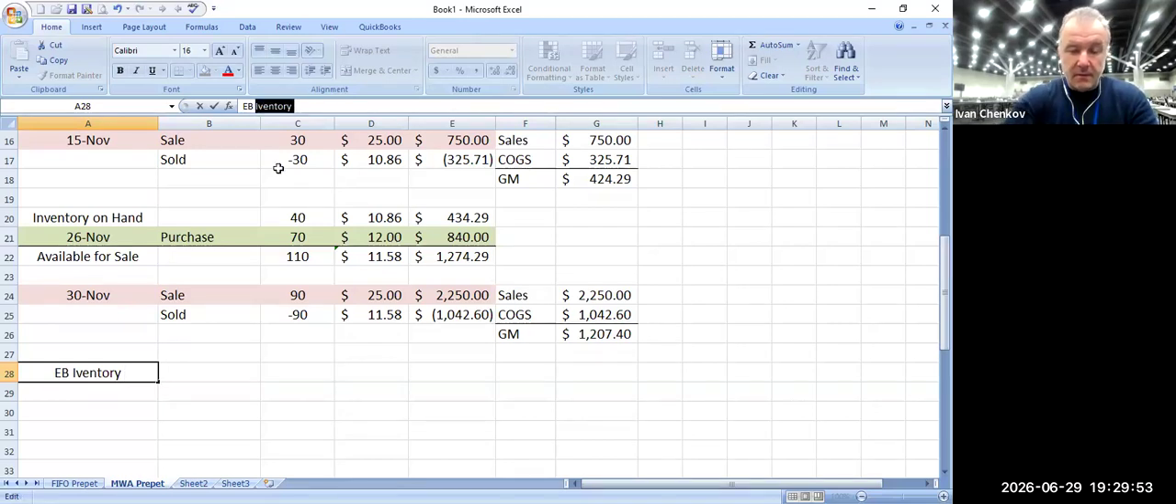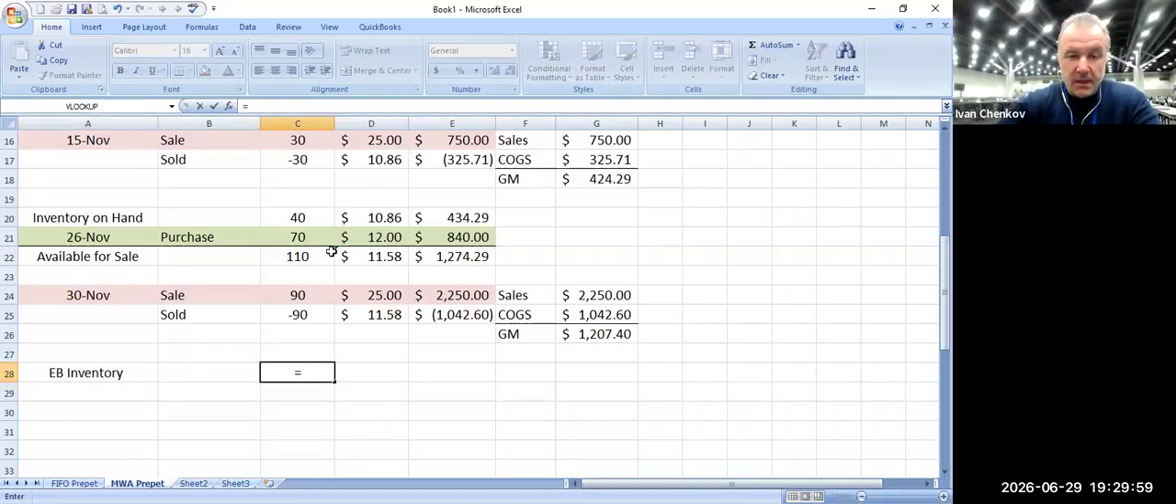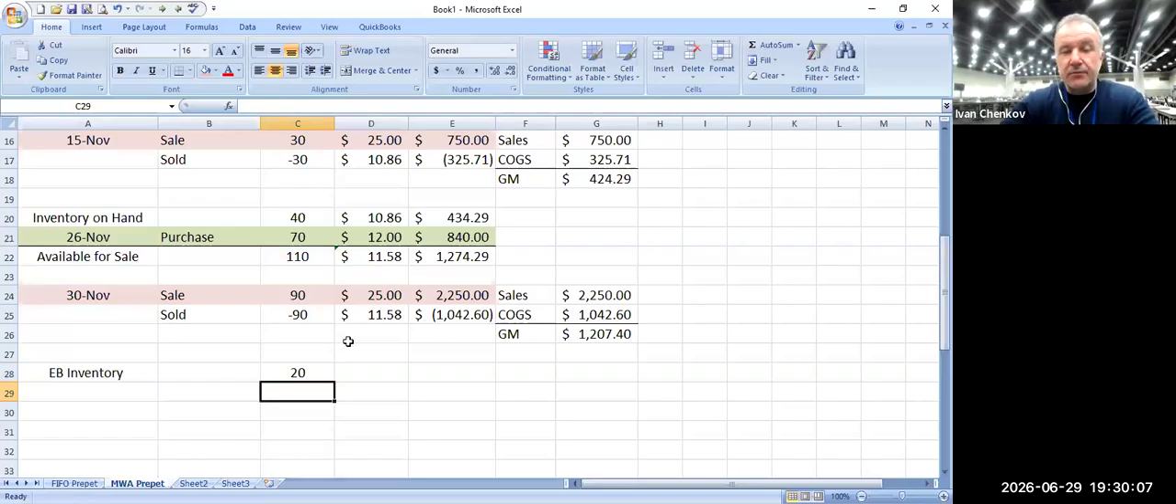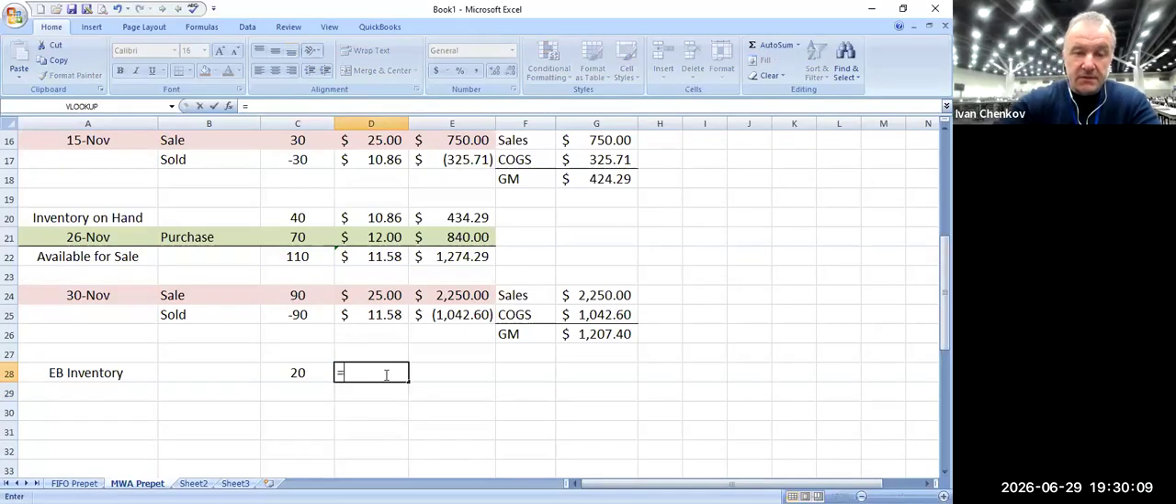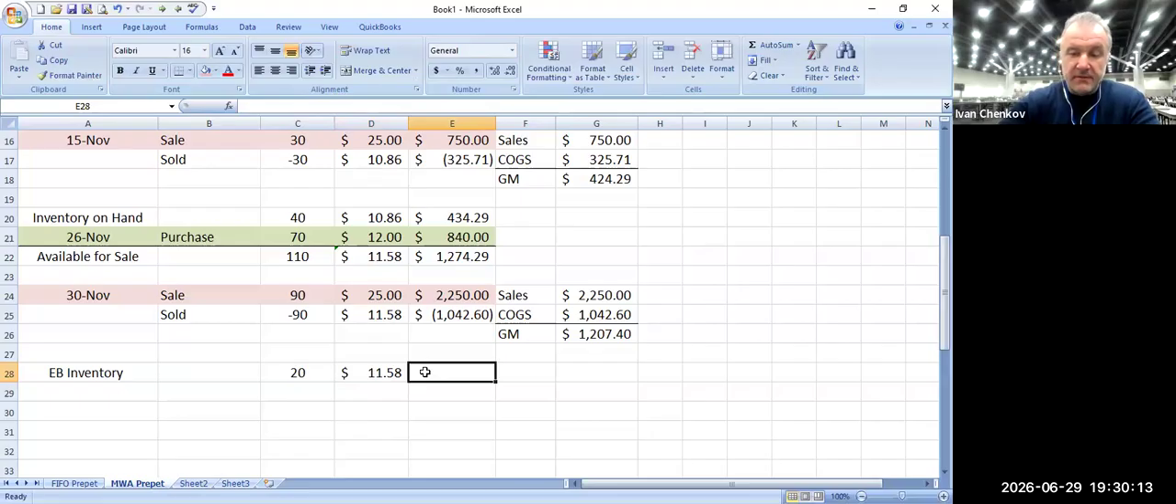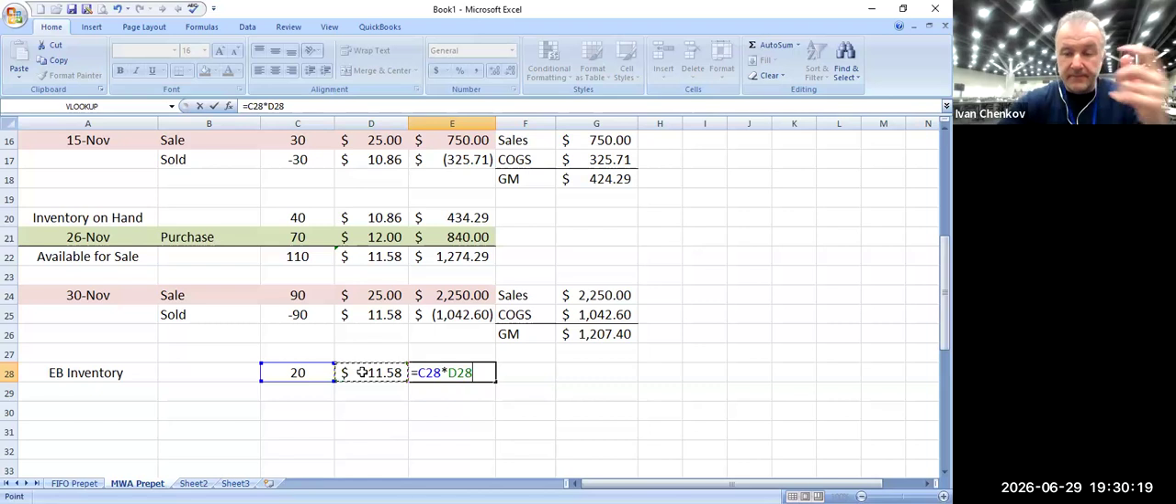Inventory. Our ending balance of the inventory will be 110 that we have available before the last sale, minus the 90 that we sold, we have 20. But now the cost of our ending inventory is 1158. So the value of our ending inventory is going to be different compared to the first in, first out.